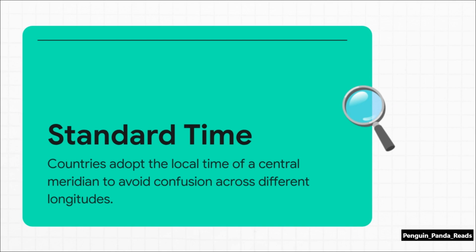Now, obviously, it would be total chaos if the time changed every time you walked a few miles east or west, right? So, to solve that problem, big areas, sometimes entire countries, just agree to use the local time of one central line of longitude. We call this standard time. It's the whole reason why pretty much everyone in, say, New York has the same time on their watch.